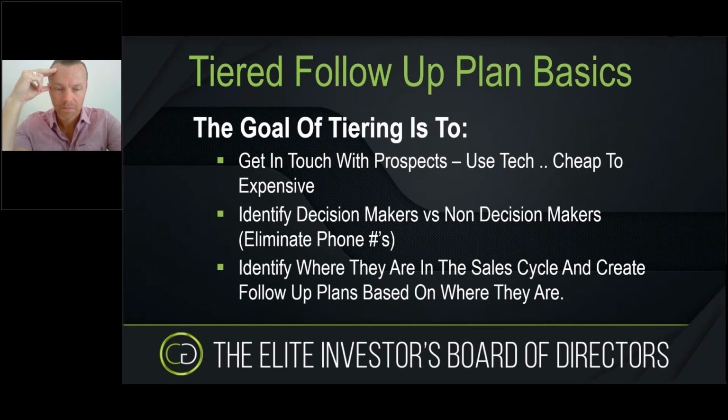It's a system of tiering. We get in touch with prospects who are actually willing to sell. We get them through their phone numbers, and then if we get them on the phone or get them in our system, we remove them from a mail target. We identify where they are in the sales cycle, and we create a follow-up plan based on wherever they are. So instead of having a one-size-fits-all model, we determine where they are in the process and make our marketing fit them.